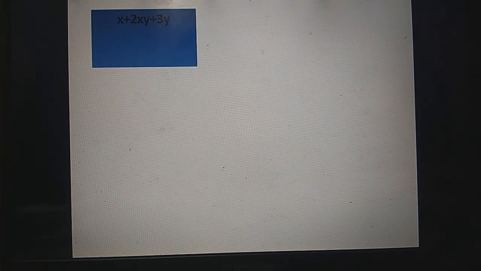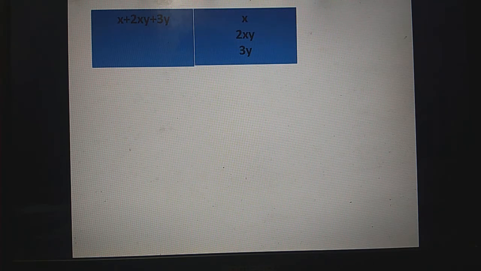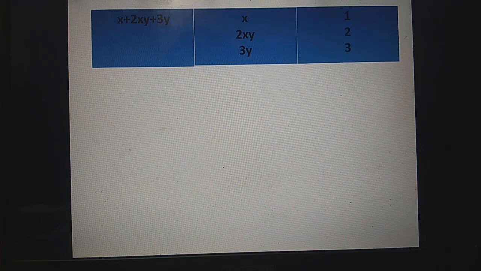Now the next expression is x plus 2xy plus 3y. Is there any constant here? No. All are terms that you have to consider. There are 3 terms in all. First is x, second is 2xy and the last one is 3y. Now in the first one there is no number. It means it's 1. In the second one numerical coefficient is 2. In the third one numerical coefficient is 3. So the answer is 1, 2, 3.